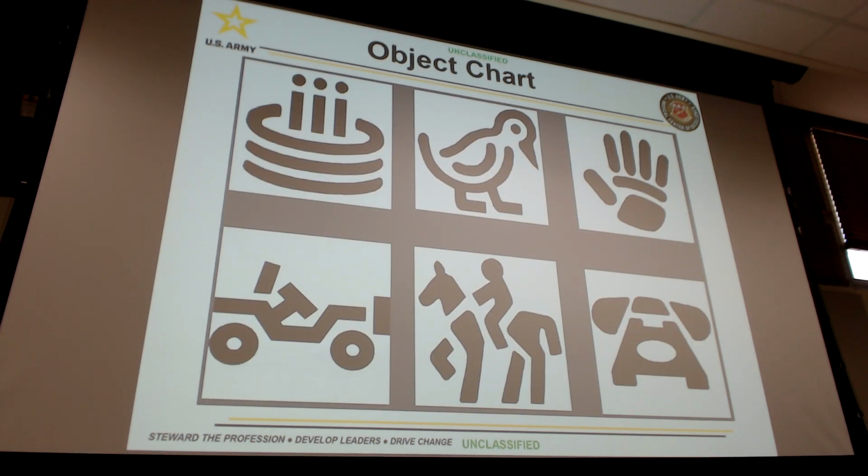Okay. All right. On kids, if you have a kid coming into your office, perhaps they don't know their letters yet, so you'll put up a shape chart like this. Okay? You've got a birthday cake, a duck, a hand, a truck, a person riding a horse, and that is a telephone.